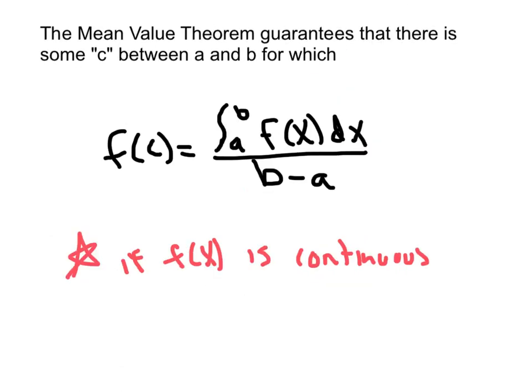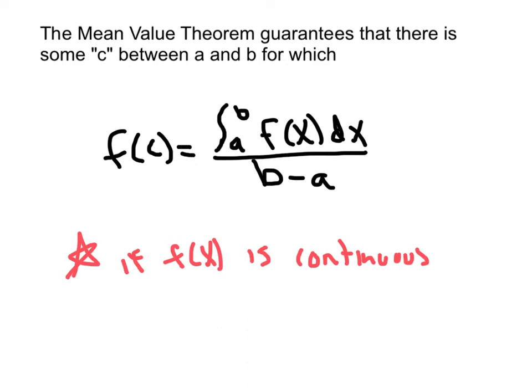Alright, now for the mean value theorem. The mean value theorem guarantees that there is some c between a and b for which f of c is equal to that average value that we just learned. So that means that if the function is continuous, I can guarantee that there is some x value c that will give me that average value.